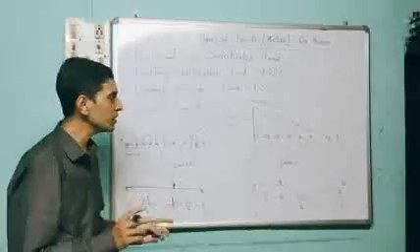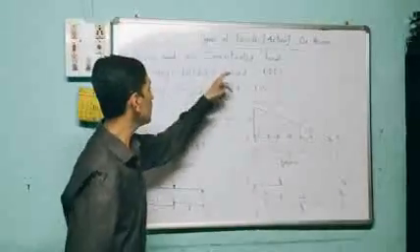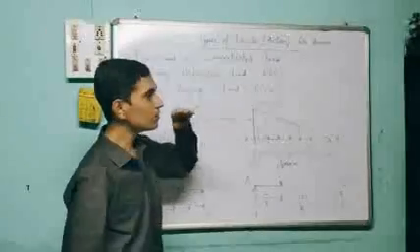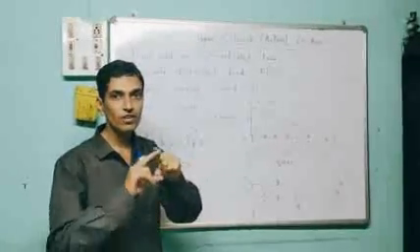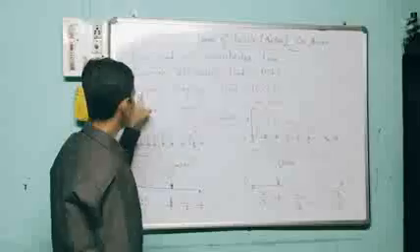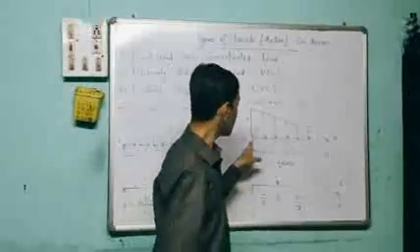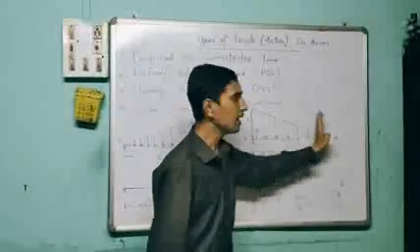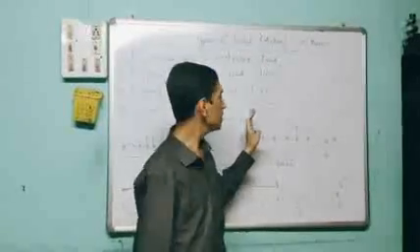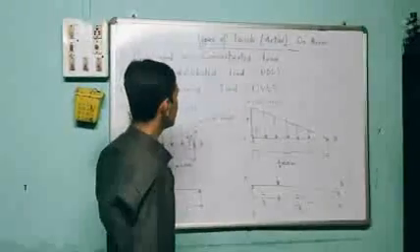There is a simple difference between UDL and UVL. In case of UDL, the load is uniformly distributed on a certain length of a beam. But in case of uniformly varying load, the load intensity varies from end to end.